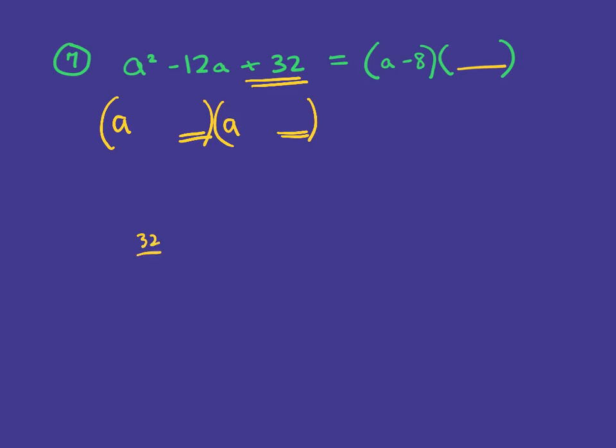So 32 could be 1 and 32. 2 and 16, 3, 4 and 8, 5 doesn't go in, 6 doesn't go in, 7 doesn't go in, and then we're back up to that 8 on the right side. So looking for a pair that would add to be negative 12, you could get that with the 4 and the 8, as long as both of them are negative. Negative 4 plus negative 8 is negative 12, and they happen to multiply to be positive 32 here. So we want both those things. So negative 4, negative 8.